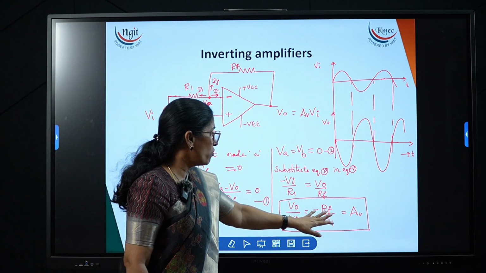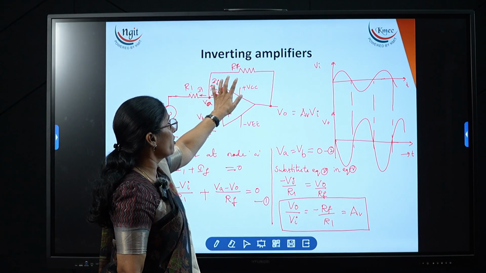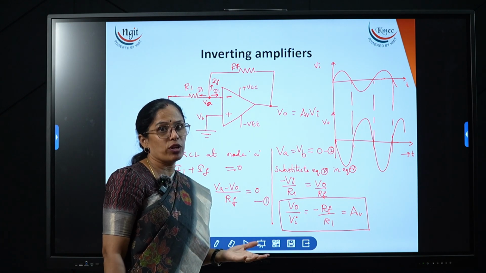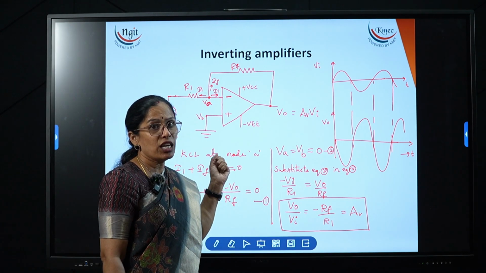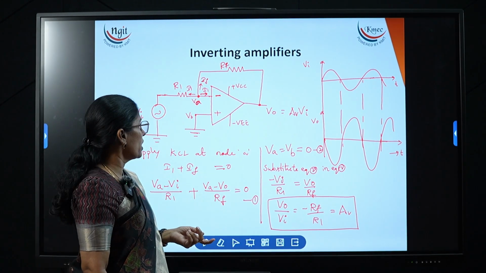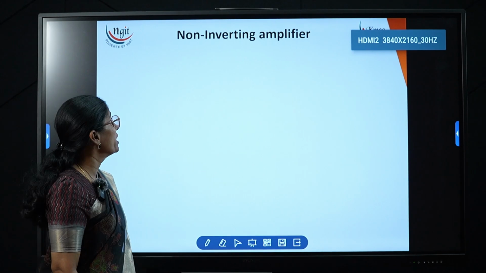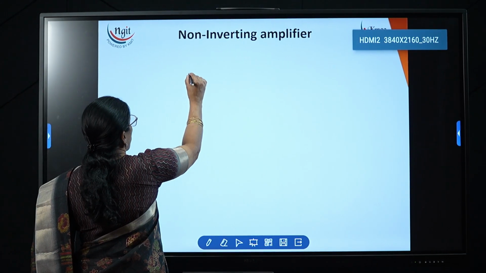Now this is the gain formula. Now what is gain here? If you know the R1 value and RF value and how much gain you need, depending upon that you can set both the resistor values. So this is about the inverting amplifier. Now we derived the expression for the inverting amplifier. Now we will derive the expression for the non-inverting amplifier.